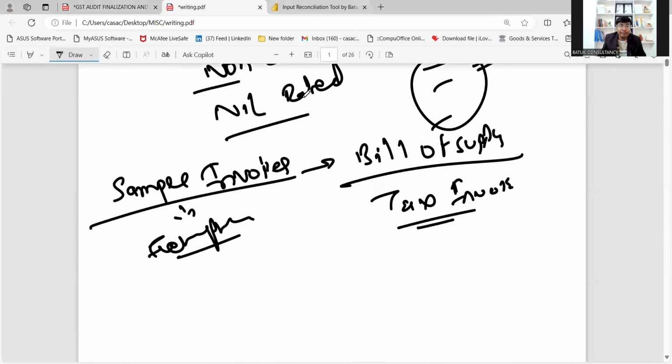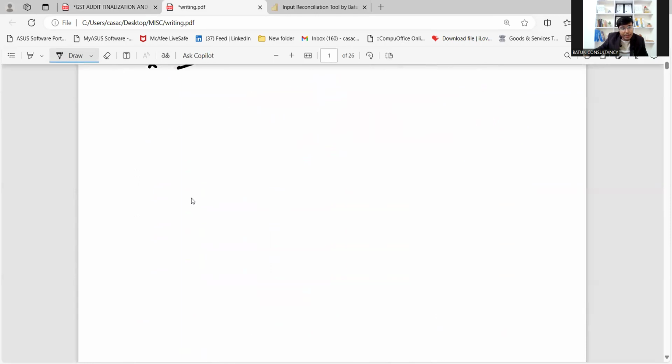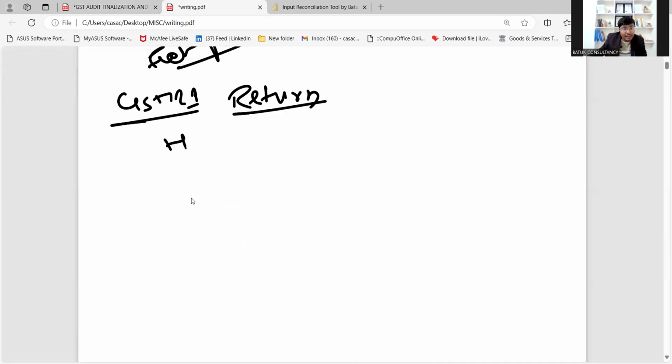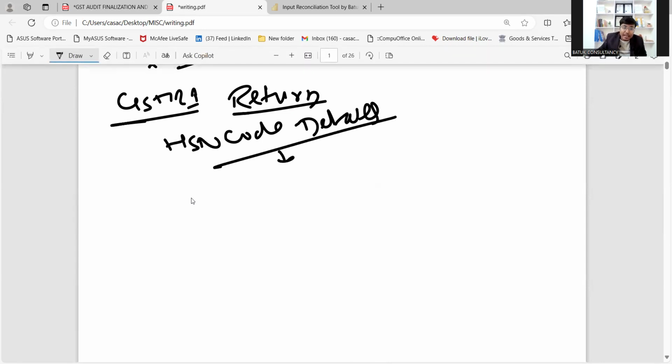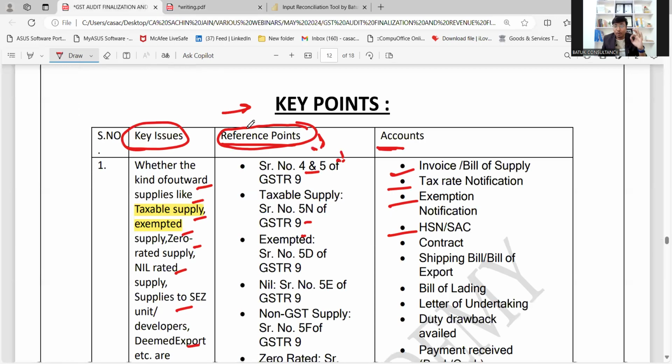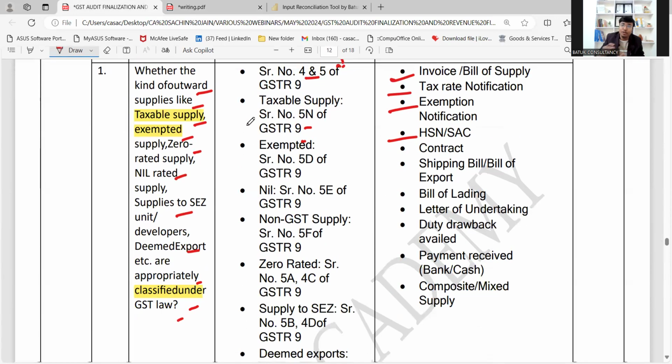How are you going to verify? For that purpose I am just going to give you the idea. When you check the GSTR1 return, that person is submitting HSN code wise detail. You just need to check the HSN code, whether there is any exempted product or any non-GST supplies there. You can easily identify through the HSN code that this product is exempted, this product does not fall under the GST liability.